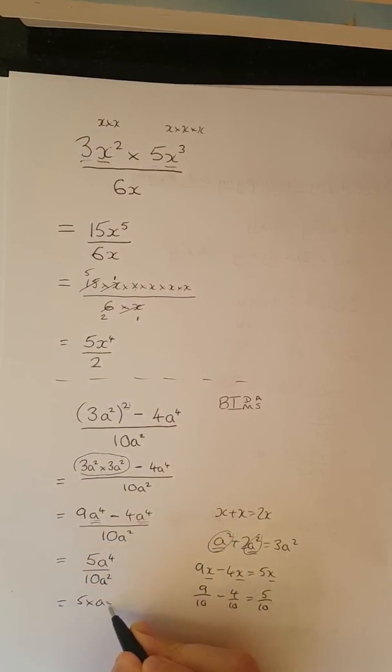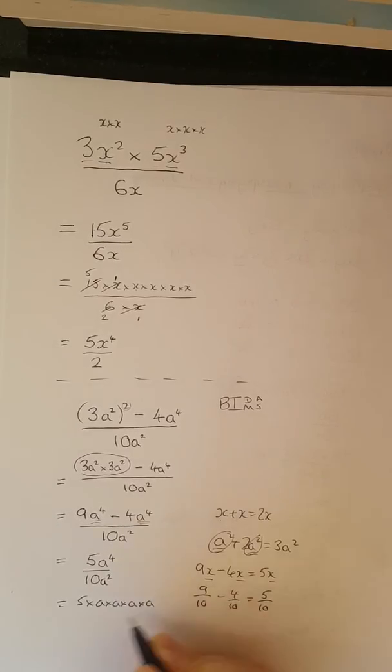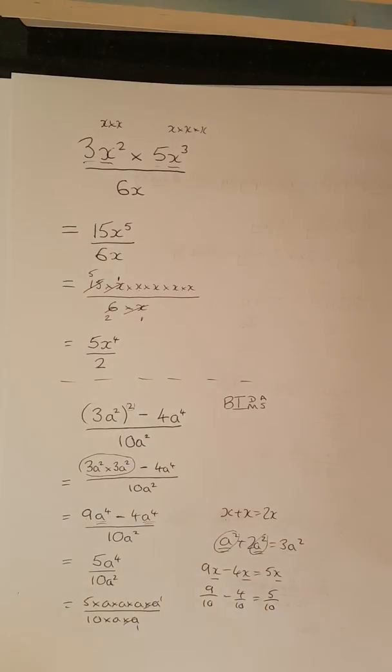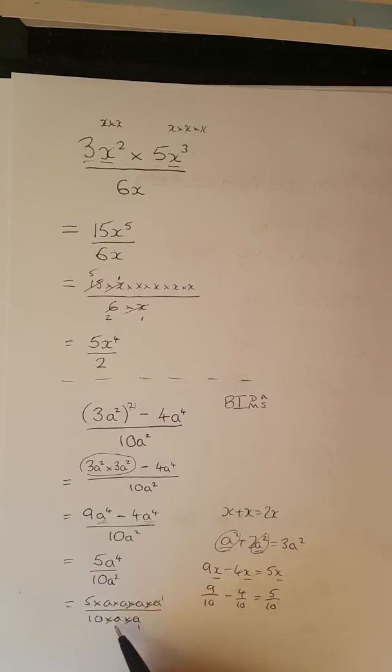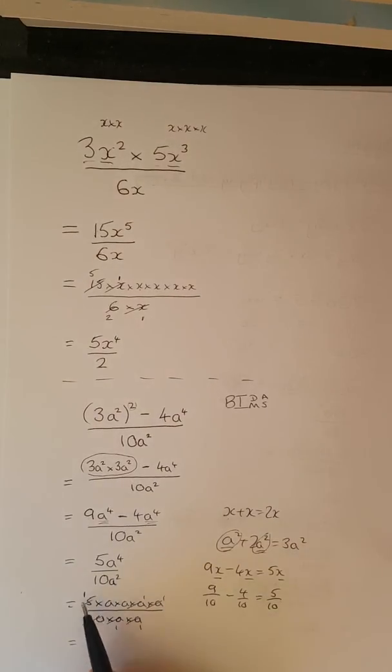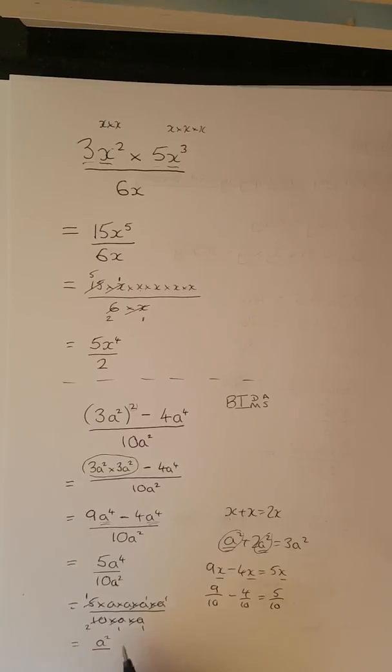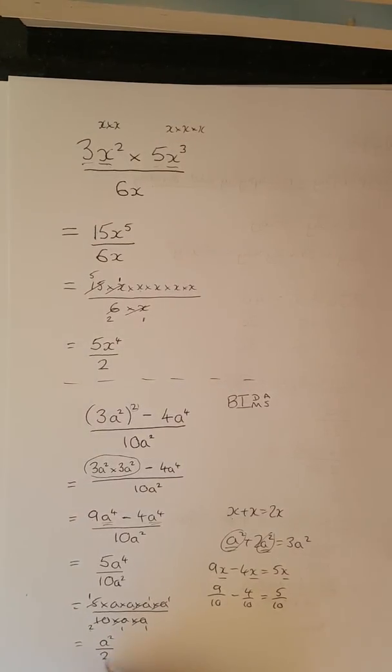Okay, let's write it out longhand. So, those two will go with each other. Those two will go with each other. 5 and 10 will divide by 5. So the numerator is now 1 times 1 times 1 times a times a. So that's a squared. And the denominator is 2 times 1 times 1, which is 2. And there you have it. I think now you need to practice some questions.